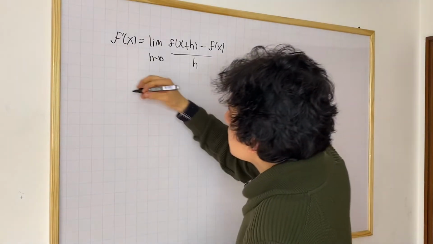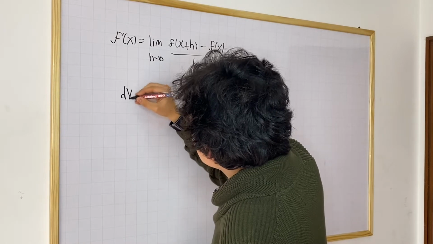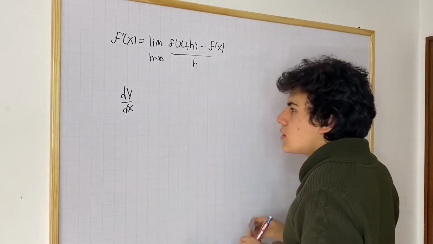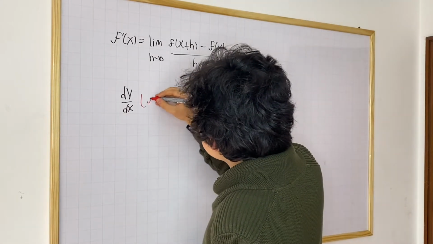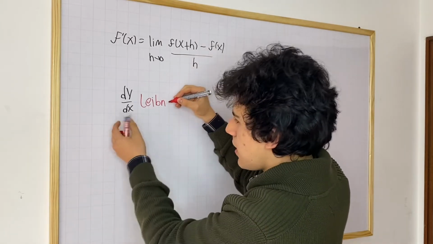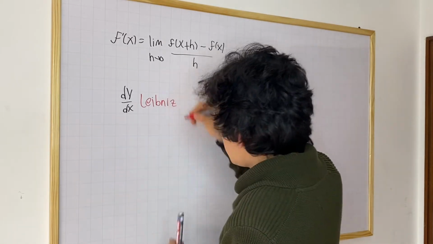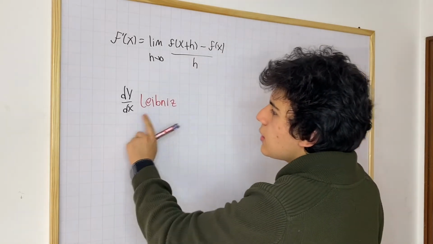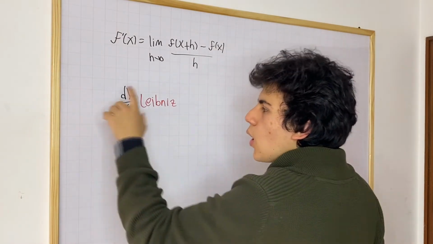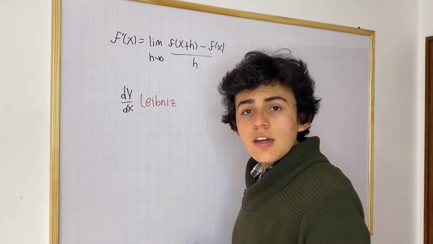Now let's continue with some more notations. Another one that you may have seen is this one, dy over dx. This is called Leibniz notation. First of all, don't be scared by the d's or by the letters. I'm going to show you what they mean. Basically, dy over dx is just saying the difference in y over the difference in x. That's what d means.